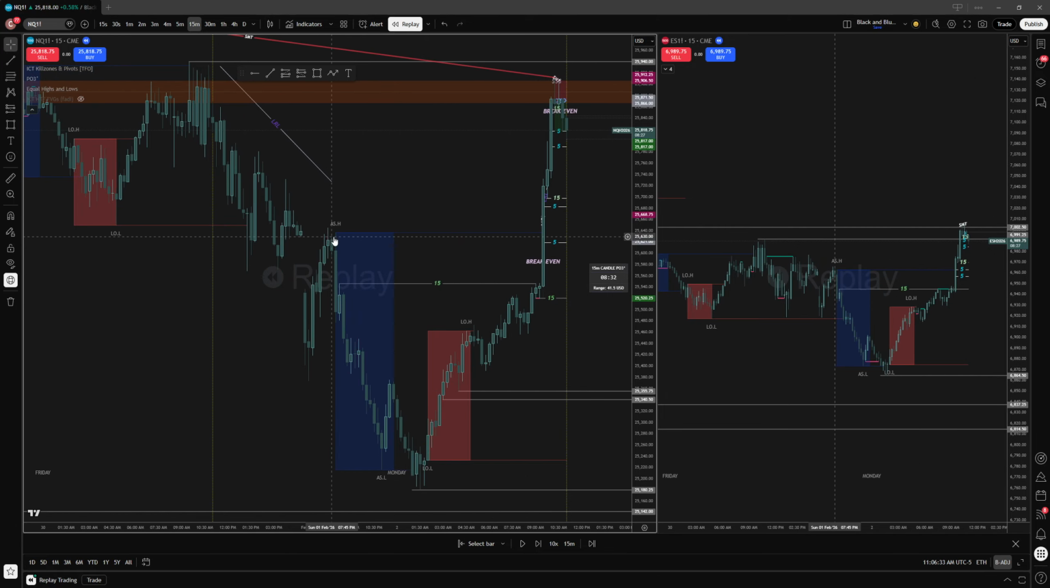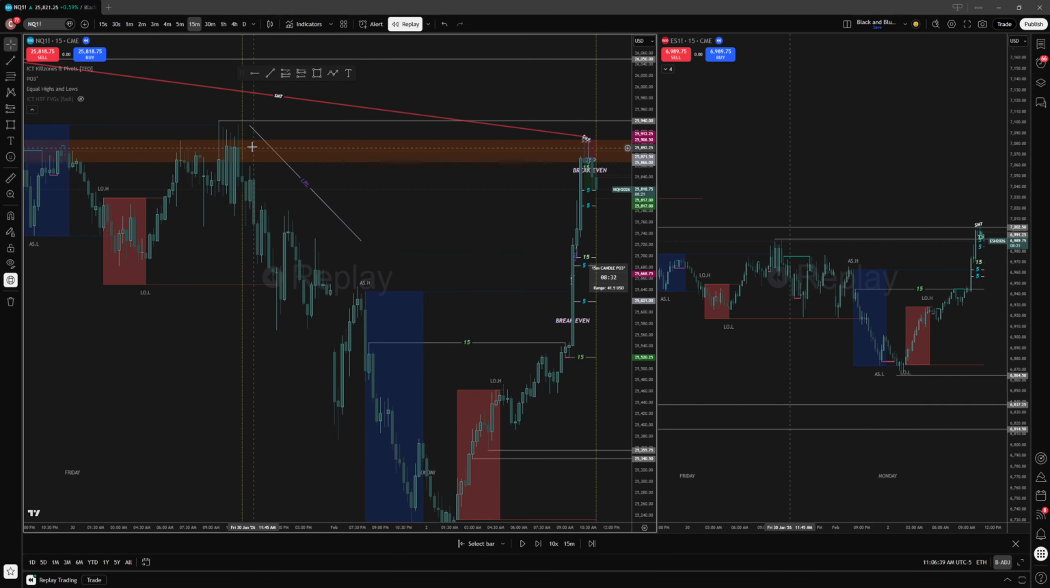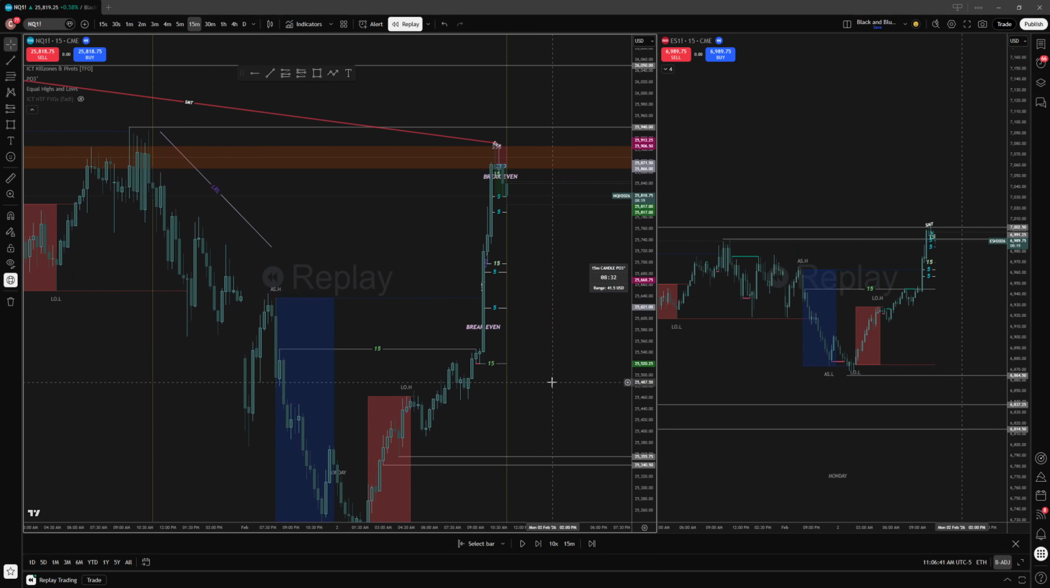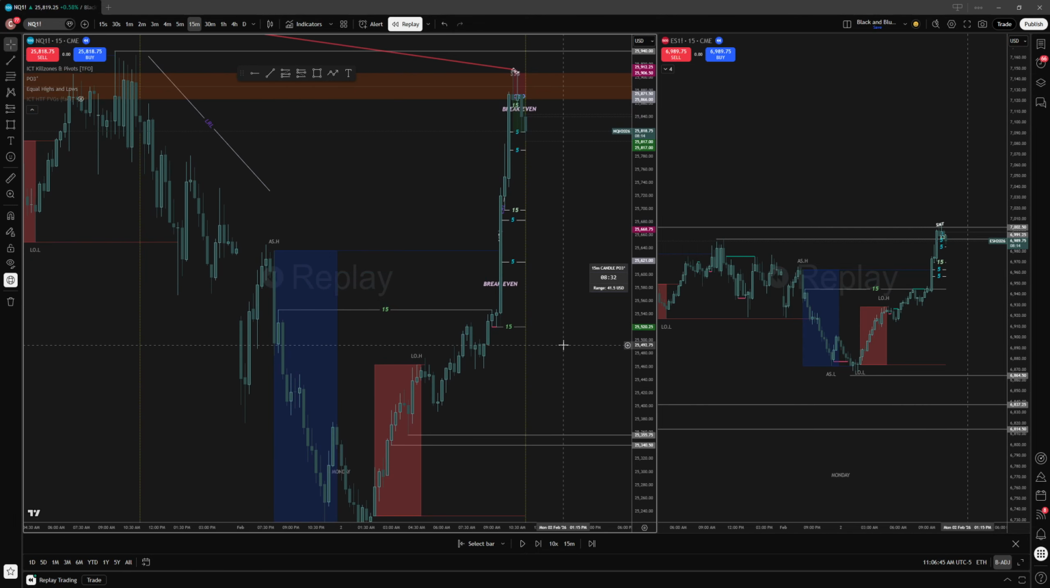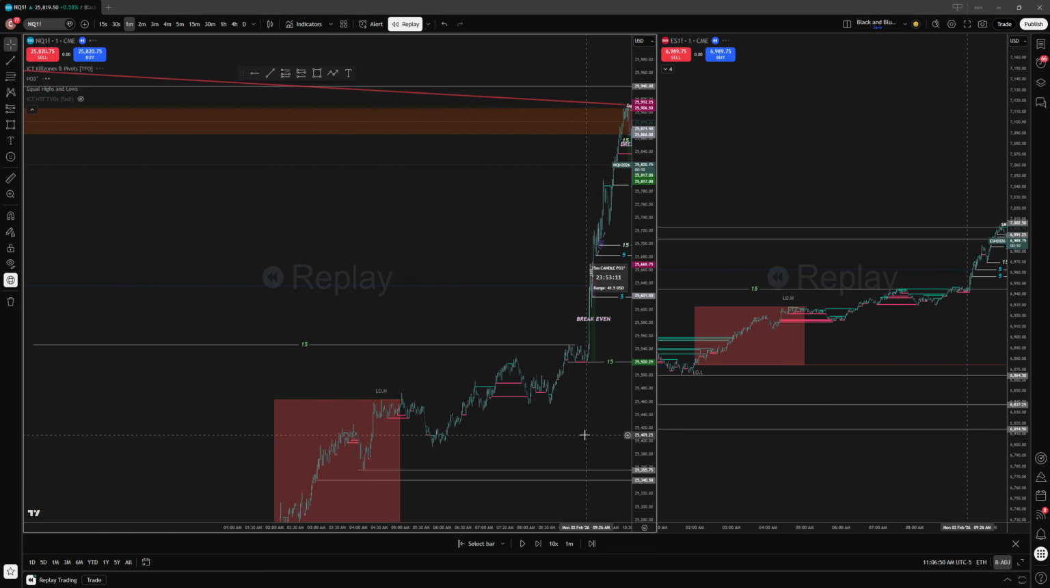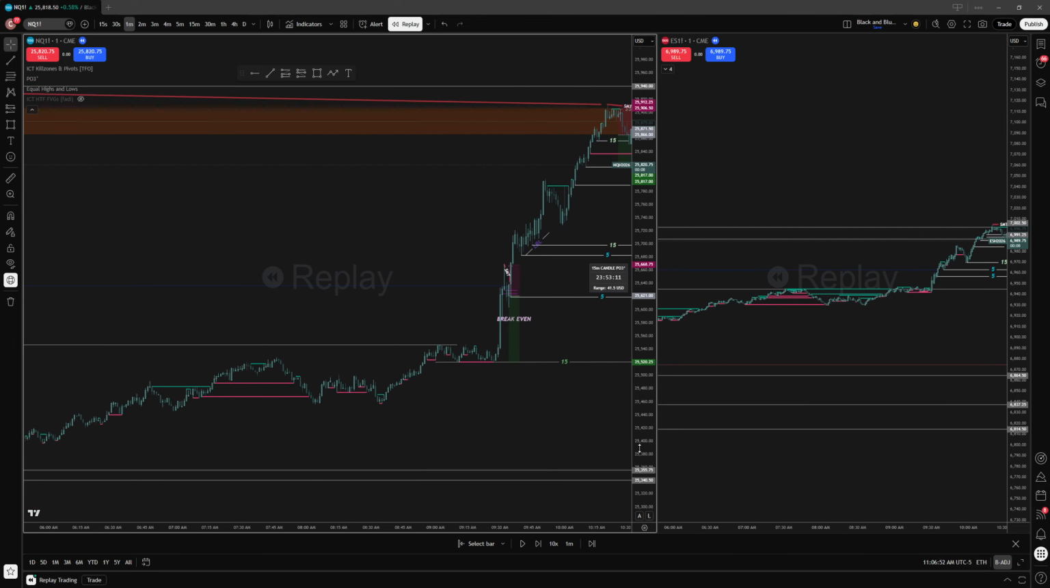And we already had filled this new week opening gap, so this isn't really a draw on liquidity anymore, right? So we're not coming up to fill this. We're coming up to take all this low resistance liquidity above here. Right, so the first trade that I took, I wouldn't say it's a bad trade, but I would say it's like a B minus, probably.